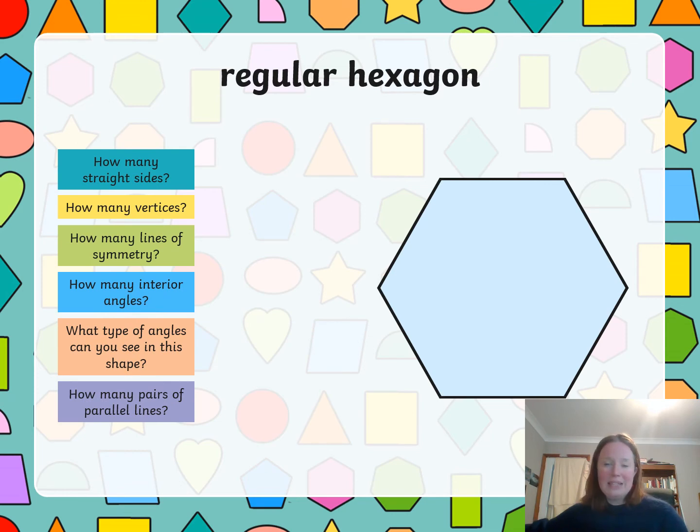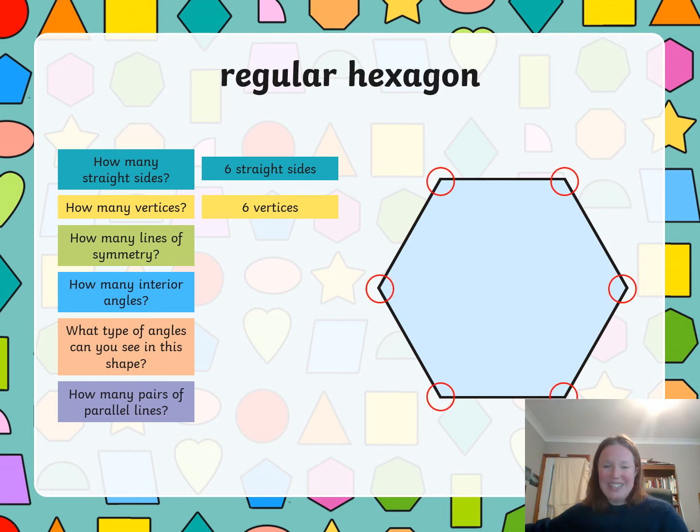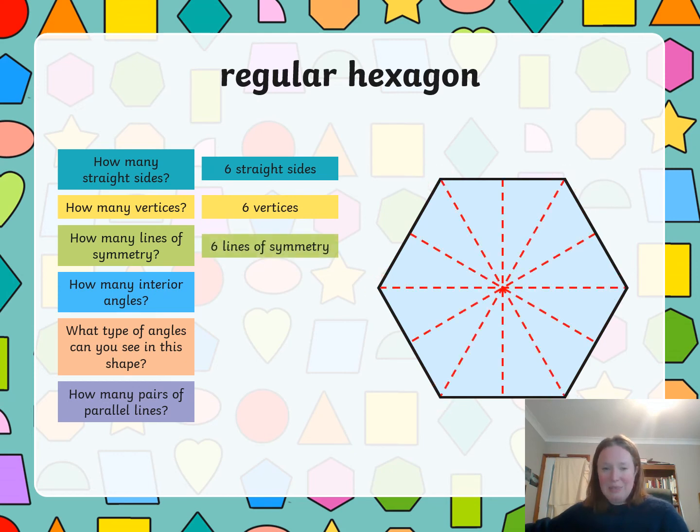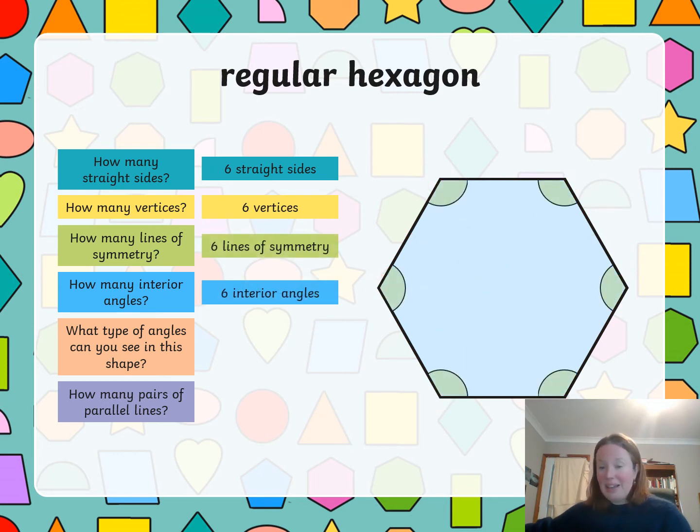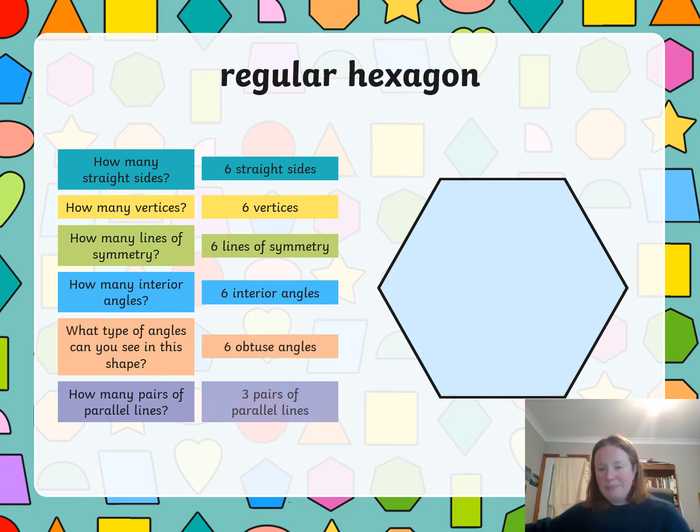A regular hexagon. Now, later this week, we're going to think about regular and irregular shapes. So thinking about a regular hexagon now, we've got 6 straight sides, 6 vertices, 6 lines of symmetry, 6 interior angles as a theme, and 6 obtuse angles. And we've got 3 pairs of parallel lines on our hexagon.